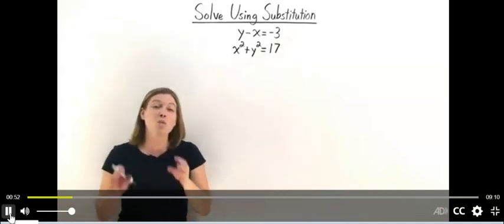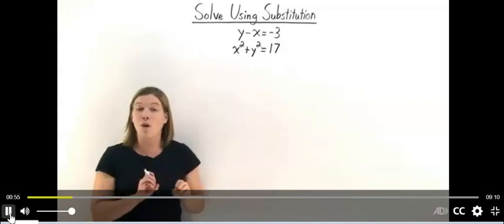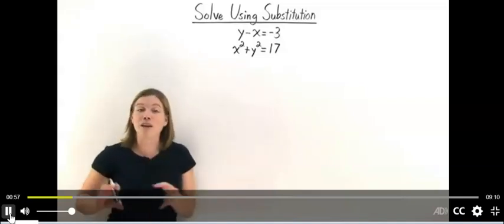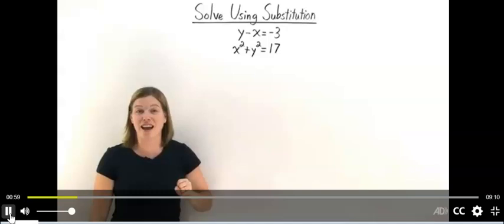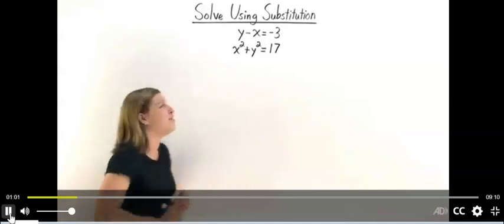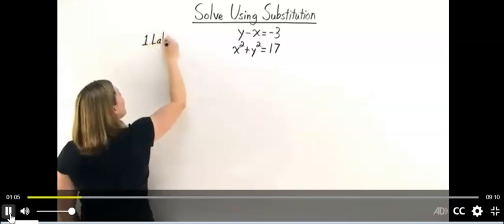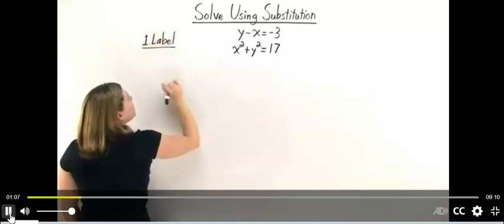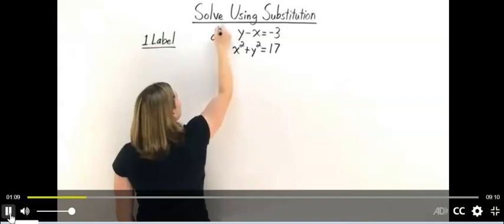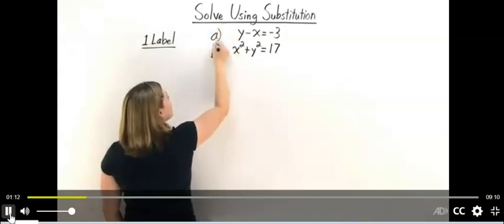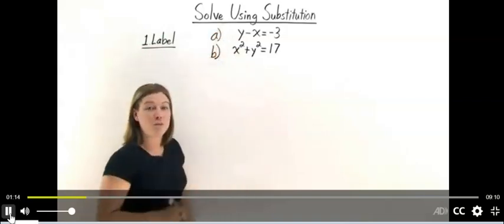That means we want to take one of these equations, solve it for one of the variables, and then plug that into the other equation and solve. So let's go ahead and do that. And to help us keep track of these equations, let's go ahead and label them. Let's take this first equation and label it equation A. And we'll take the second equation and we'll label it equation B.